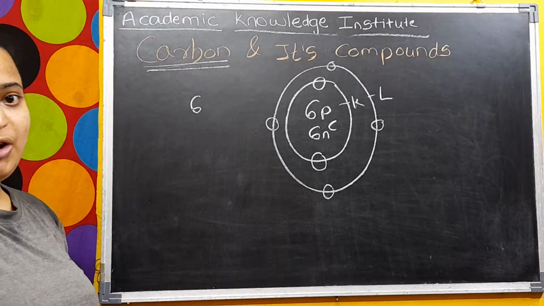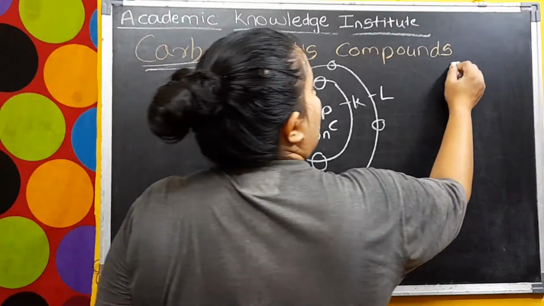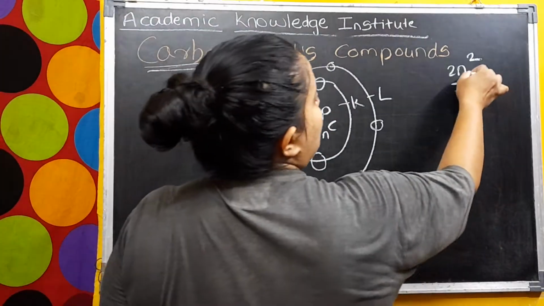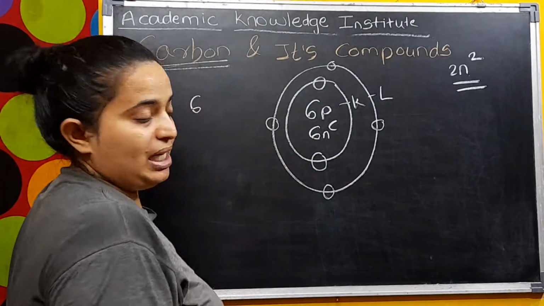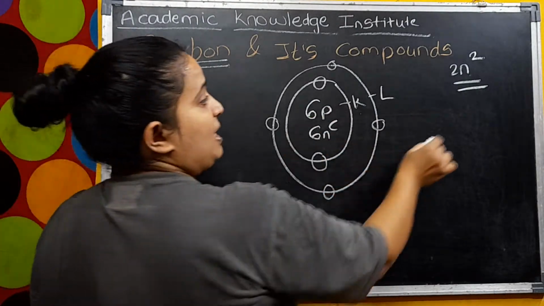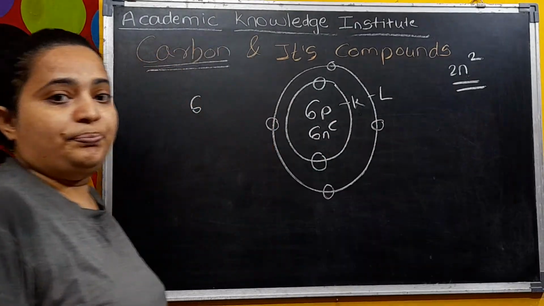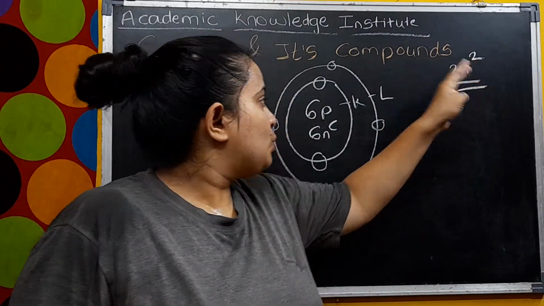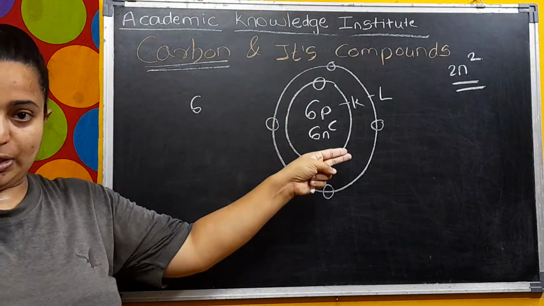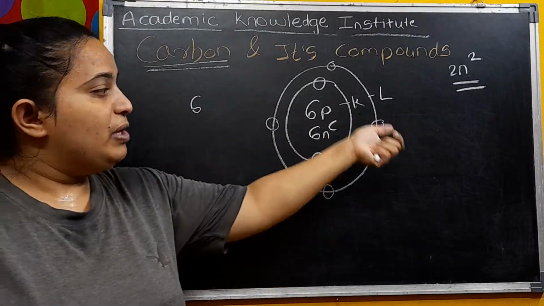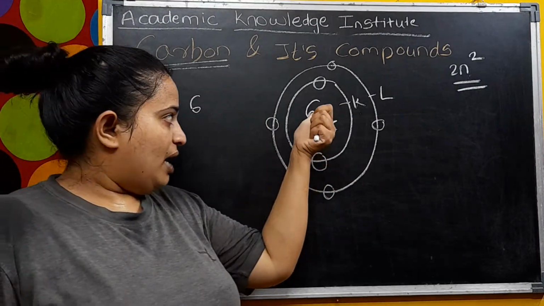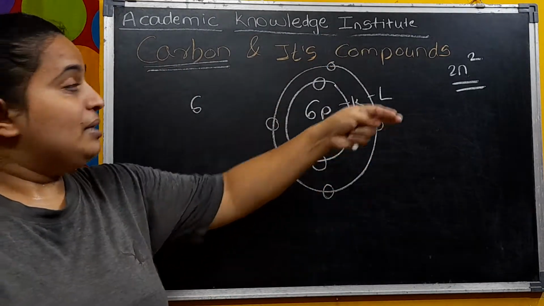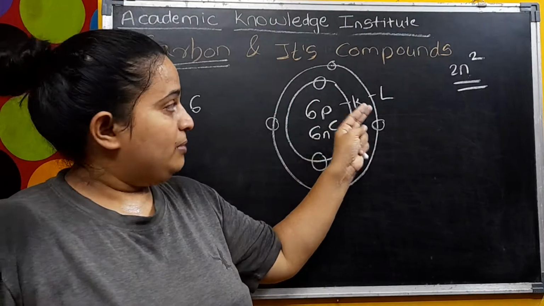How do we fill these shells? The formula is 2n squared. In place of n, you write the number of the shell. K is the first shell, so in place of n you write 1. That is 1 squared, which is 1, and 2 into 1 is 2. So that's why the first shell has 2 electrons. The remaining go in the second shell: subtract 2 from 6 and 4 electrons remain, so the 4 electrons will be in the second shell.